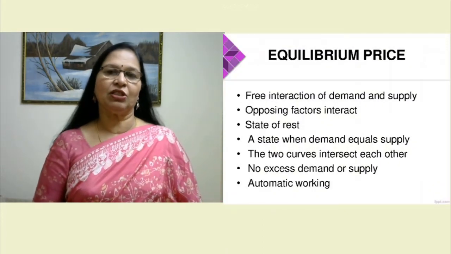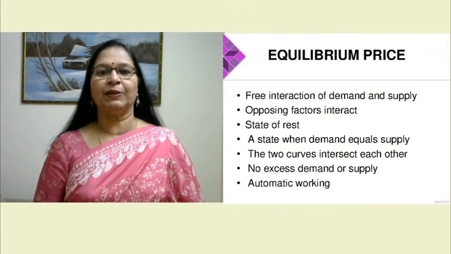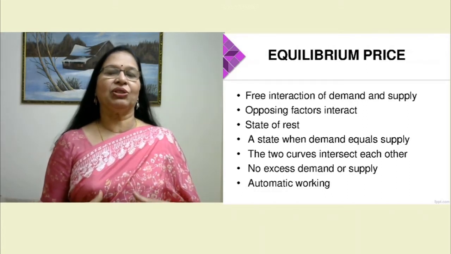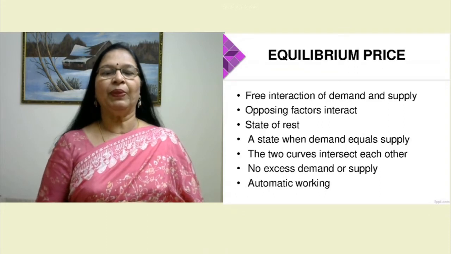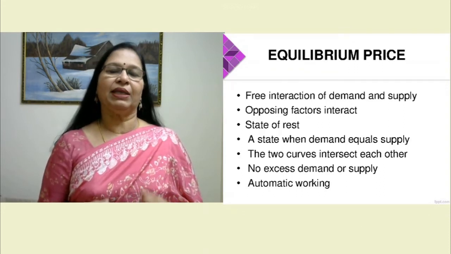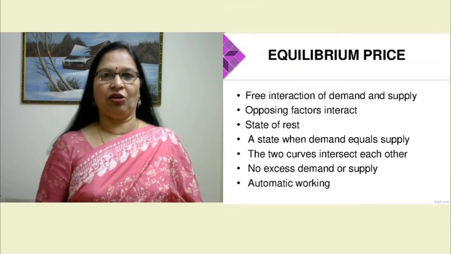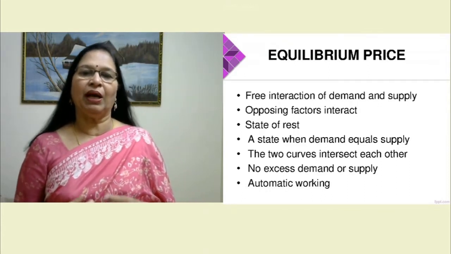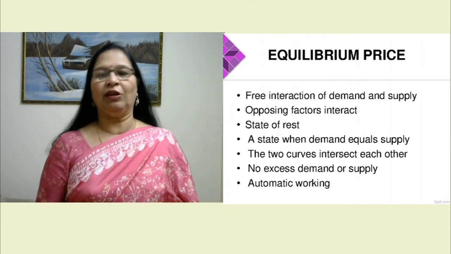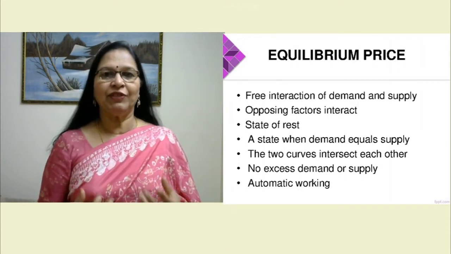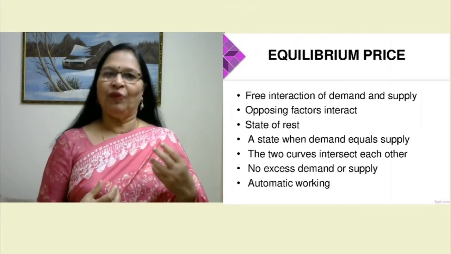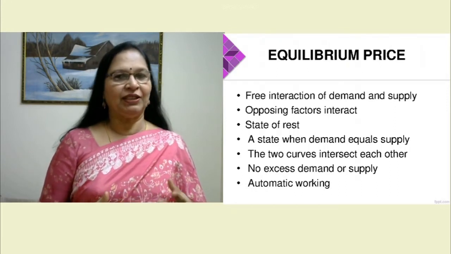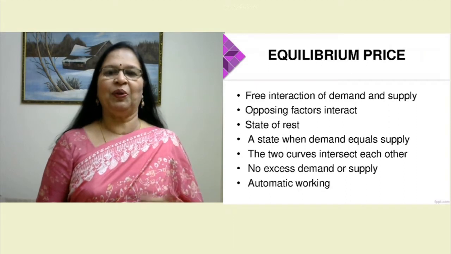Now let's see what this concept of equilibrium price is. When we have a free interaction of demand and supply, then the price can get settled in a free market economy. And price and demand can be understood as two opposing factors. They behave just opposite, as I told you. When the price is high, the supply is high. When the price is high, the quantity demanded is low.